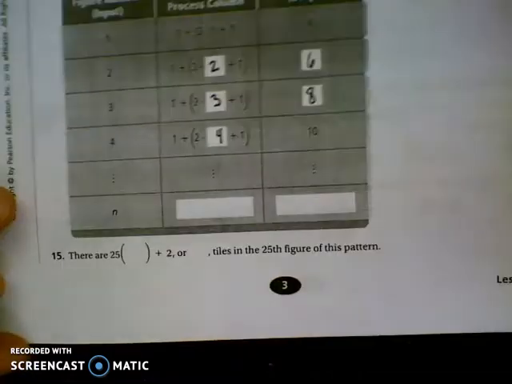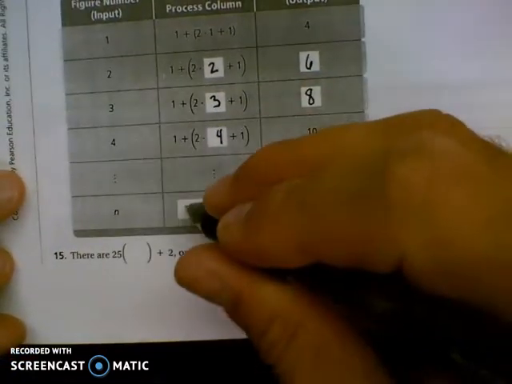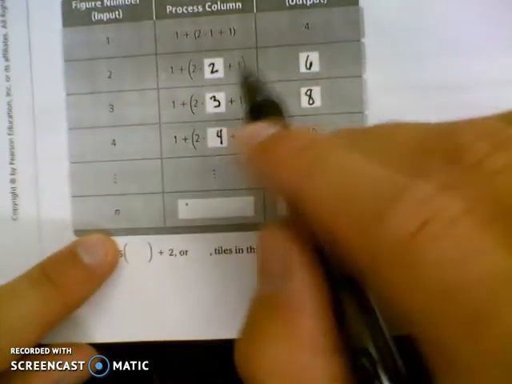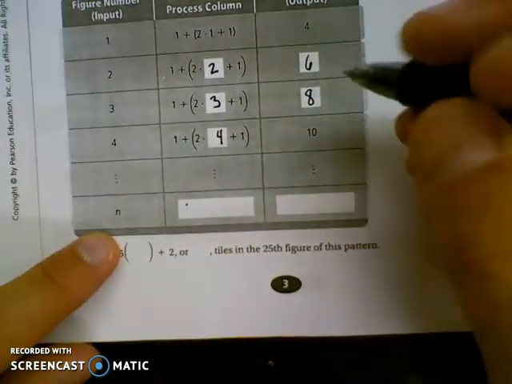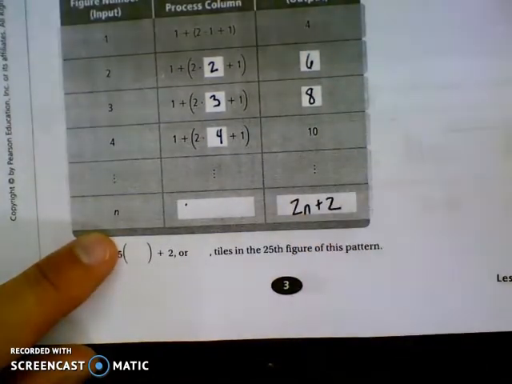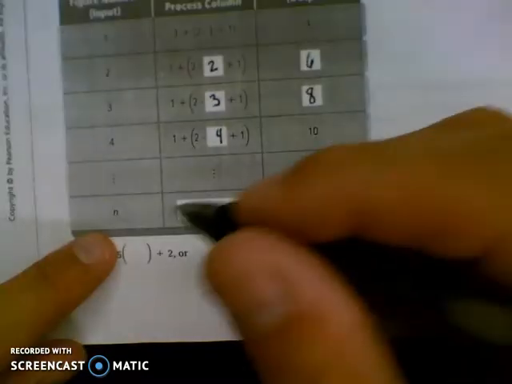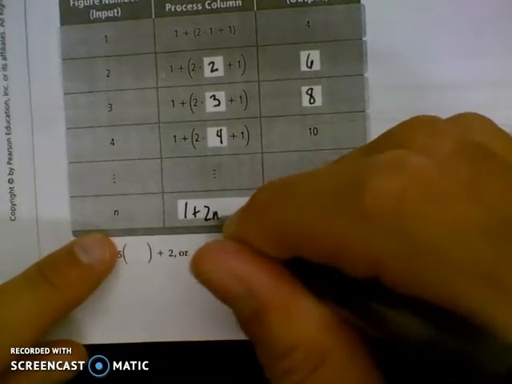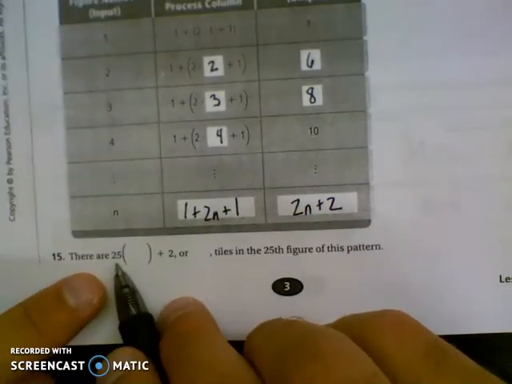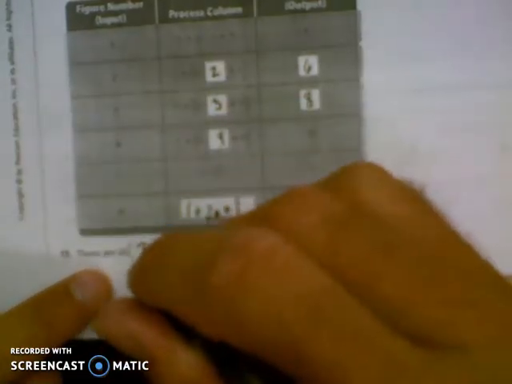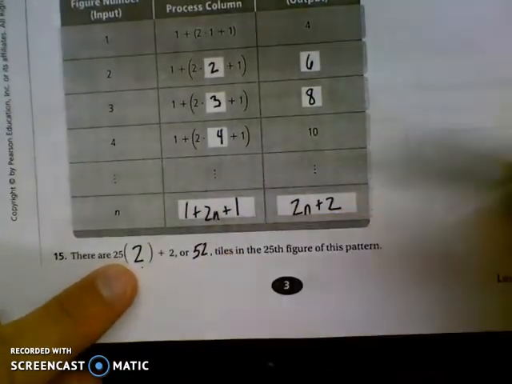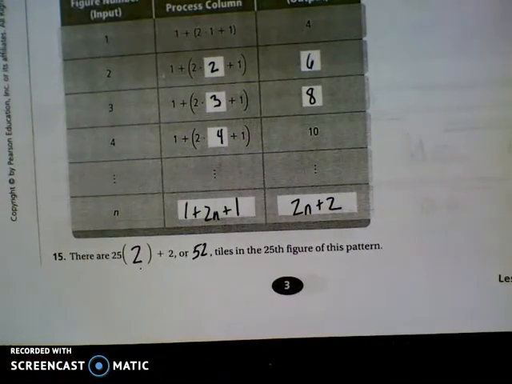Number in the pattern. So this is the process. This is n. We're going to say what the pattern is for n, and it's basically a repetition of the first one, almost always. So this is 2n plus 2 is the multiplication we're actually doing. 1 plus 2n plus 1. And down here we're going to say the 25th number in the pattern. So there are 25 times 2 plus 2, or 52 tiles in a 25th figure of this pattern.